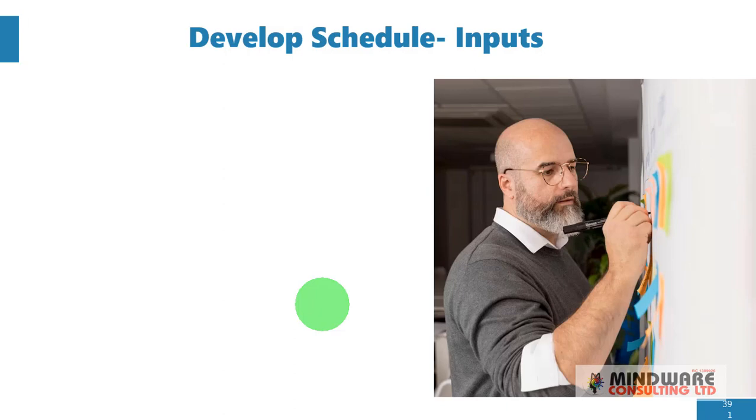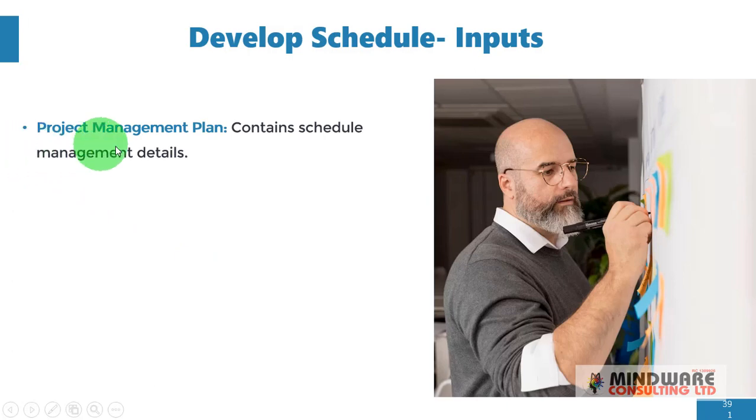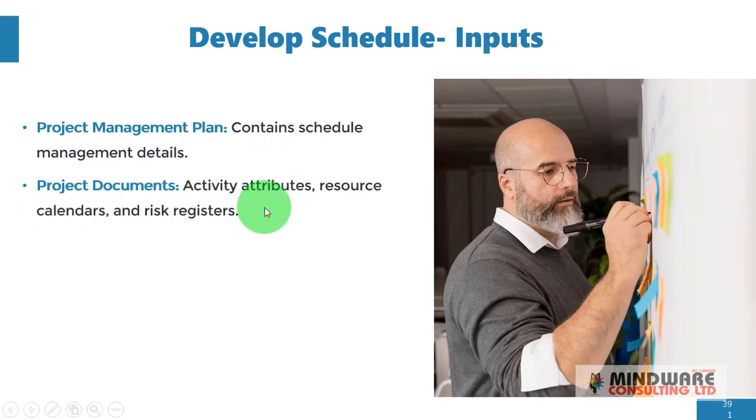So what are the inputs in the develop schedule process? Firstly, we have the project management plan. This contains schedule management details. From those details, we should be able to go about developing our schedule. Project documents. This includes activity attributes, resource calendars, and risk registers. All this information will come in handy in helping us develop our schedule.